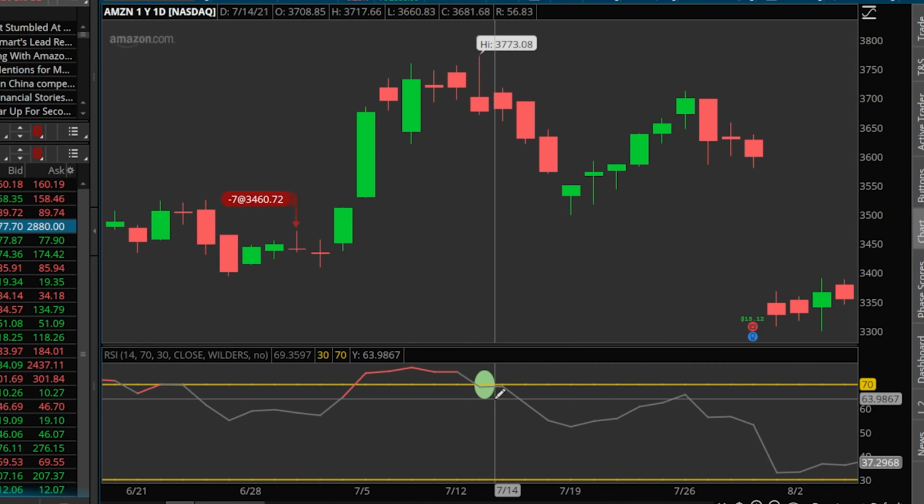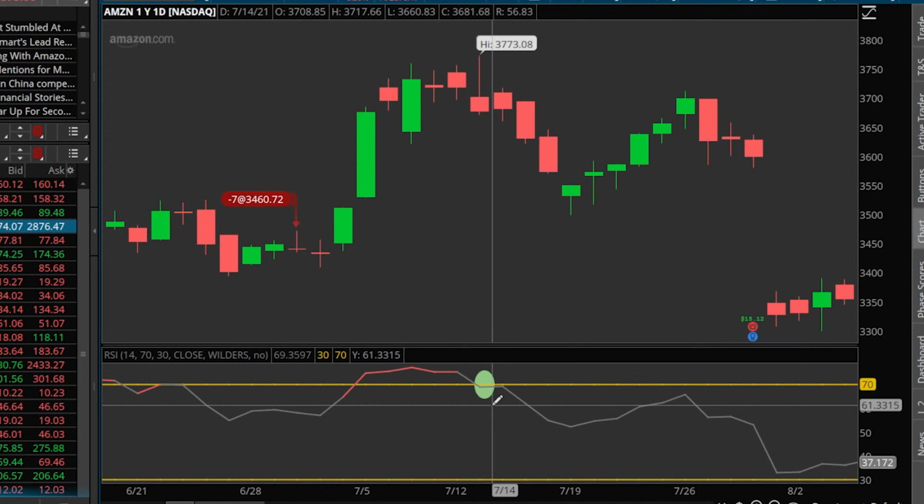So again, that was the first way that you can use the RSI study to find potential buy or sell signals. The next way traders may use the RSI to indicate a potential buy or sell is through a bullish or bearish divergence.